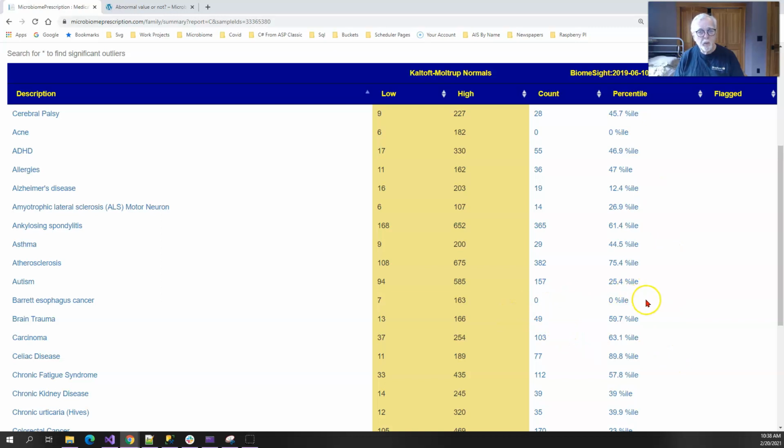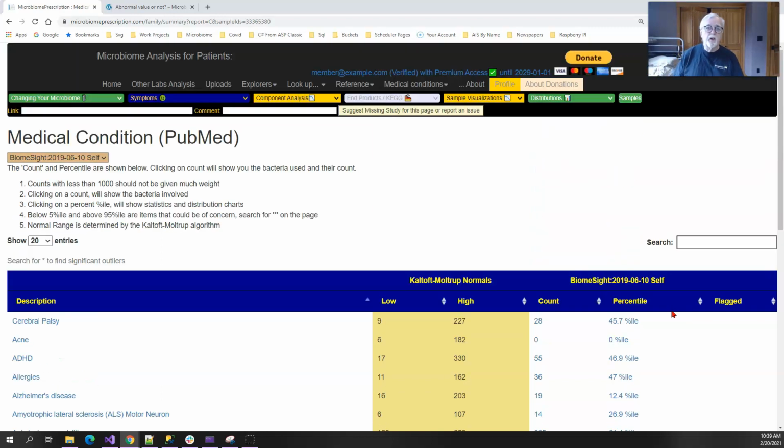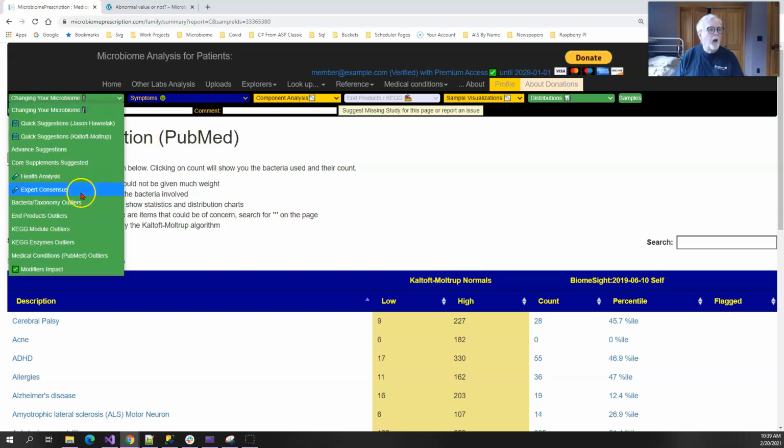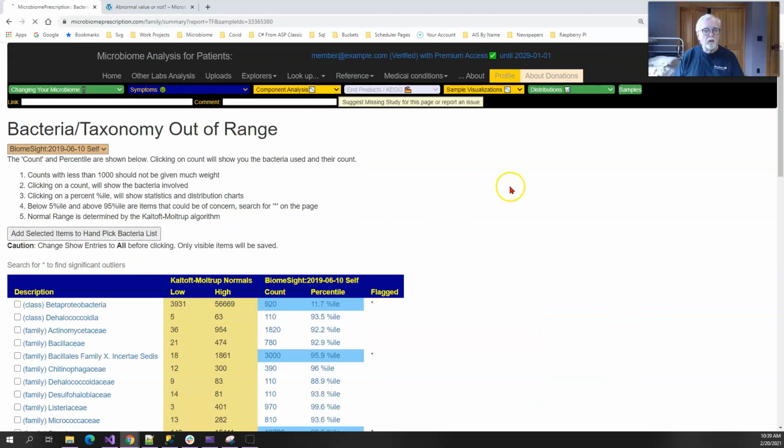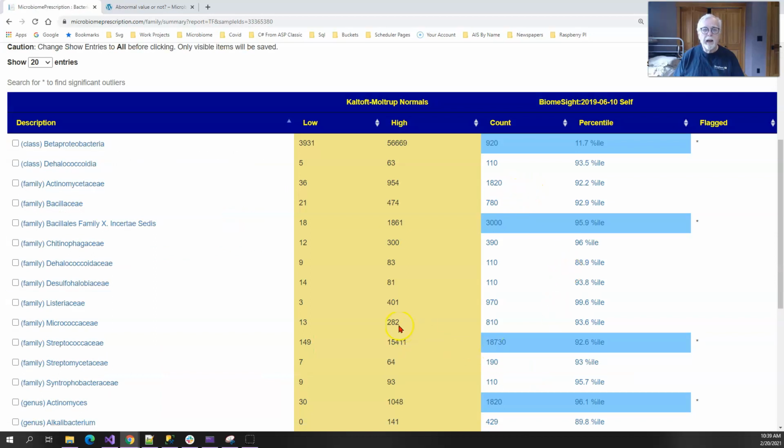In some cases you have zero percentile, and zero percentile isn't marked as being significant because for medical conditions, we are only concerned about the high value. So we have all those things. But now, if you actually go over onto changing your microbiome, you'll see that the outliers are individually done. So if I click that one, then what I have is all of the outliers.